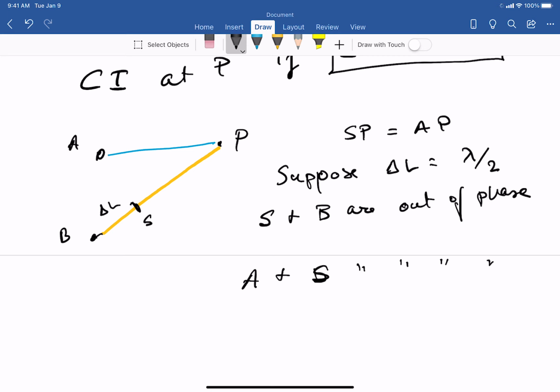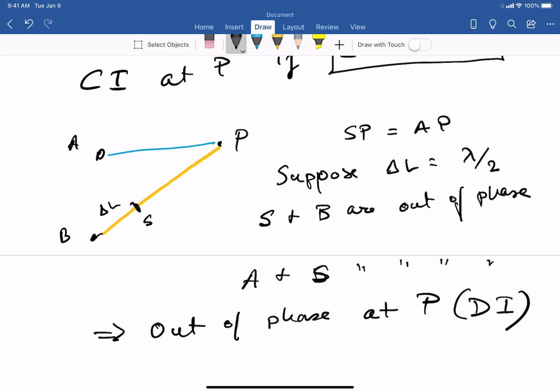Now they're traveling the same distance to get to P. So the change of the phase will be the same from that point on, and so they will remain out of phase, out of sync at P. So this implies that they will be out of sync at P, and so you're going to get destructive interference.